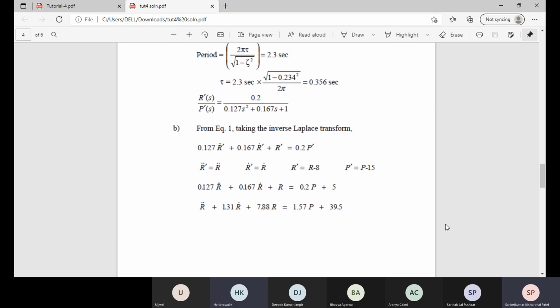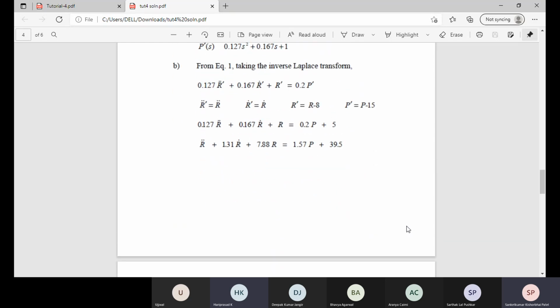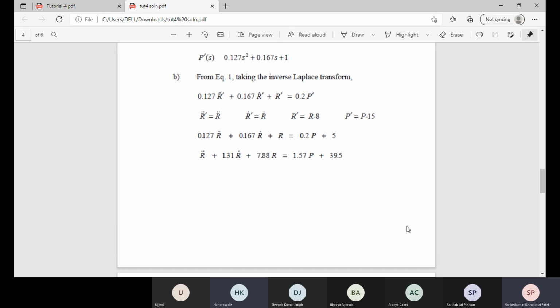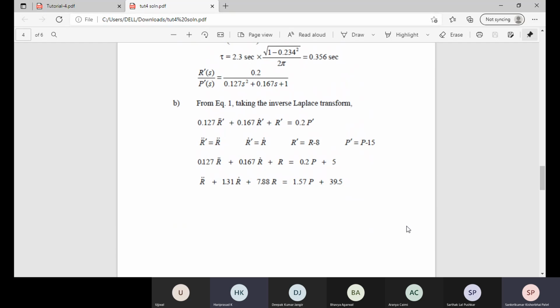Okay, so then the B part, what you have to do is the transfer function is given to you. Now you have to go to ODE space. So cross multiply. S square becomes a double derivative, S becomes single derivative. Again, assuming that all the initial conditions are 0, 0.2 times P. Okay, so now what you have to do is the following.